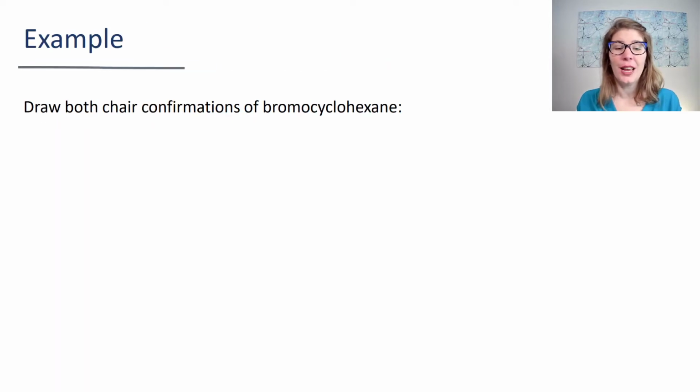What I want you to do is give this a try where you draw both chair conformations of bromocyclohexane. And you know that when you're done with them, I'm going to ask you to tell me which one is more stable and which one's less stable. So give yourself a couple of minutes and then we can check back.